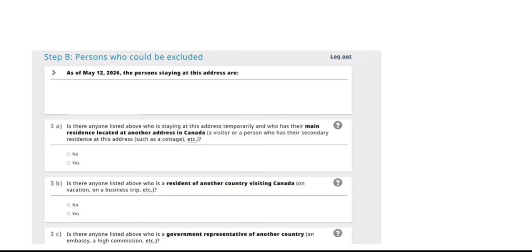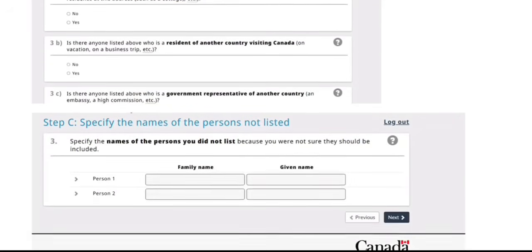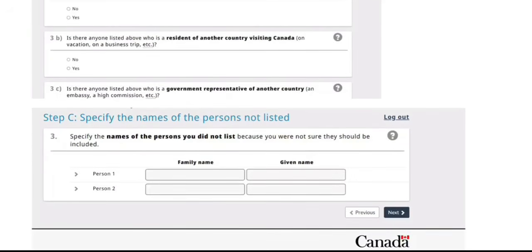For example, is anyone listed above who is staying there temporarily and who has their main residence located at another address in Canada? For example, a visitor. Because a letter will go to that address also, it's not good to include the same person twice.